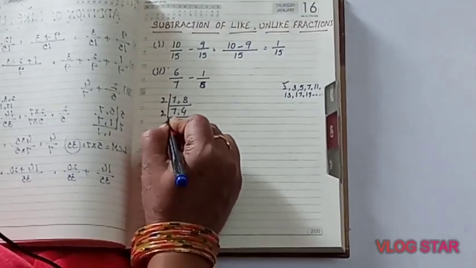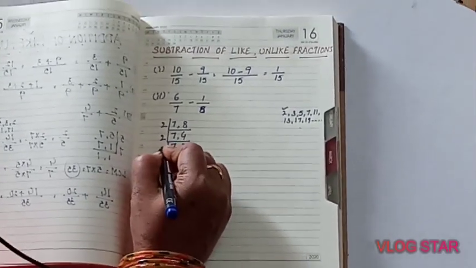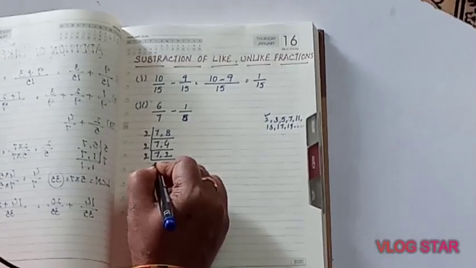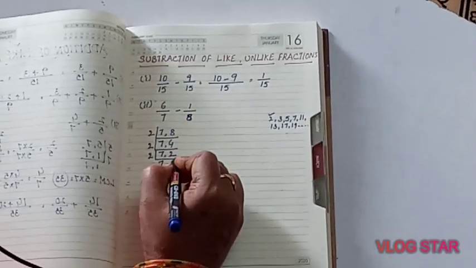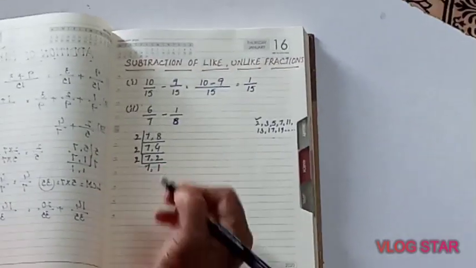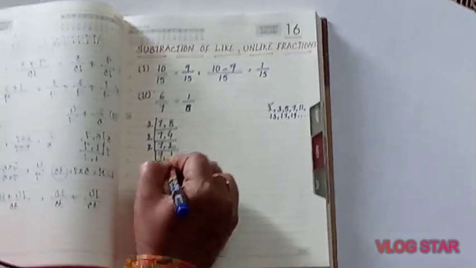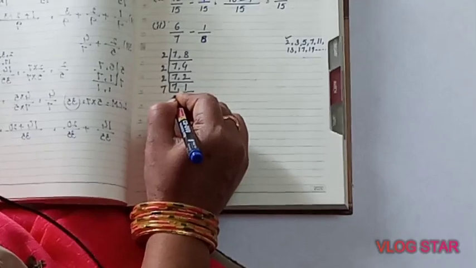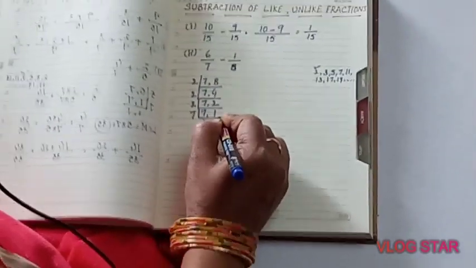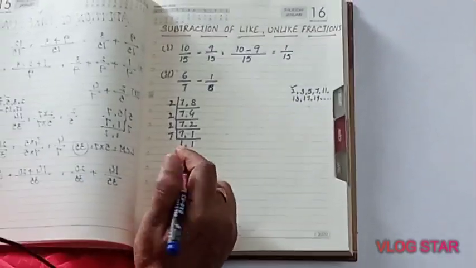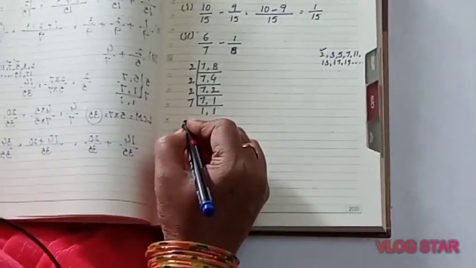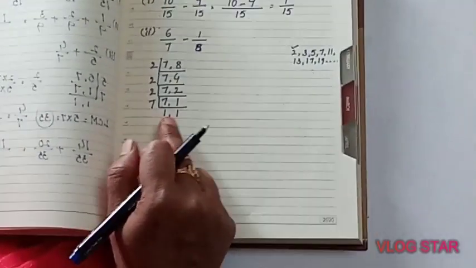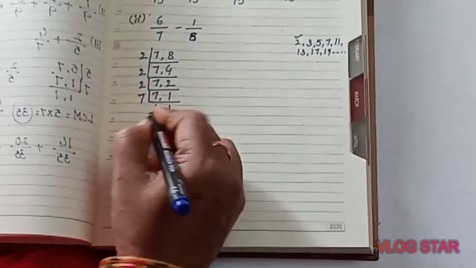And next one, again take 2 table. Bring down 7 as it is, and 2 table, when will you get 2? 2 1s are 2. And last and finally take 7 table. 7 table, when will you get 7? 7 1s are 7, and this one as it is. Remember that whenever you are calculating the LCM, in the end you must get 1, 1. That is the end of the LCM.